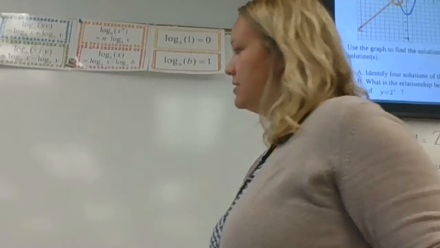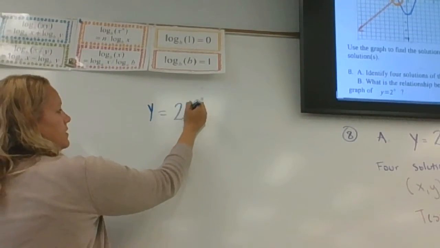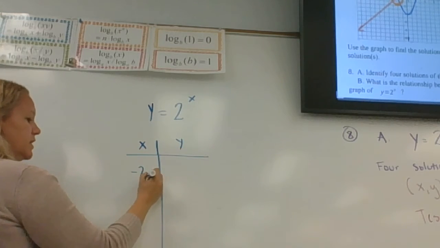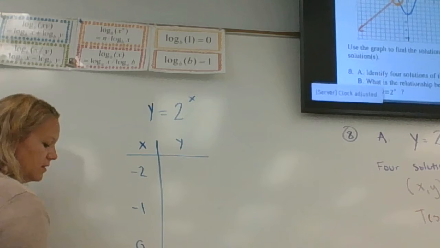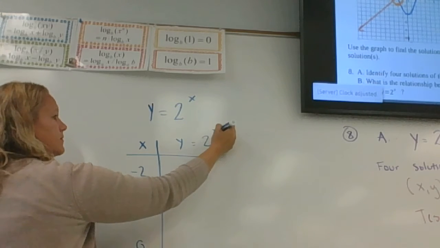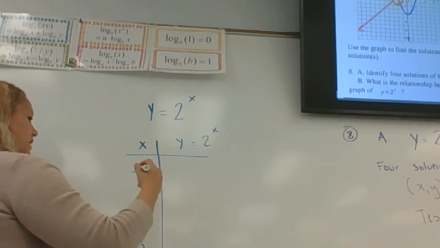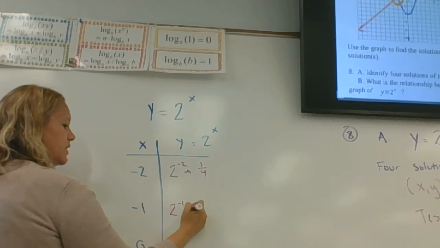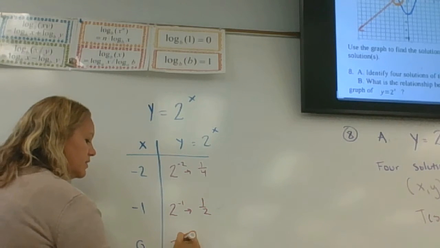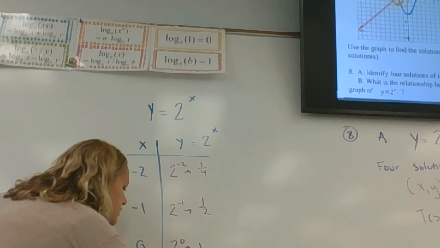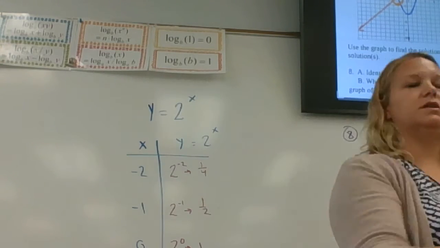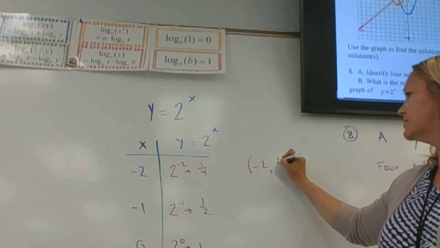Well, guys, what type of an equation is this? Exponential. This is an exponential. Yeah. So if we were to graph an exponential equation, we would do this. So this would be 2 to the negative 2, which is 1/4, 2 to the negative 1, which is 1/2, 2 to the 0, which is 1, 2 to the first, which is 2, and 2 squared, which is 4. So if I was to graph this, I would use these ordered pairs.